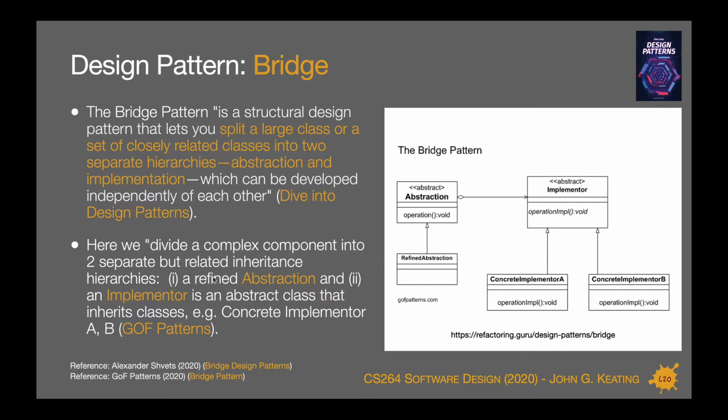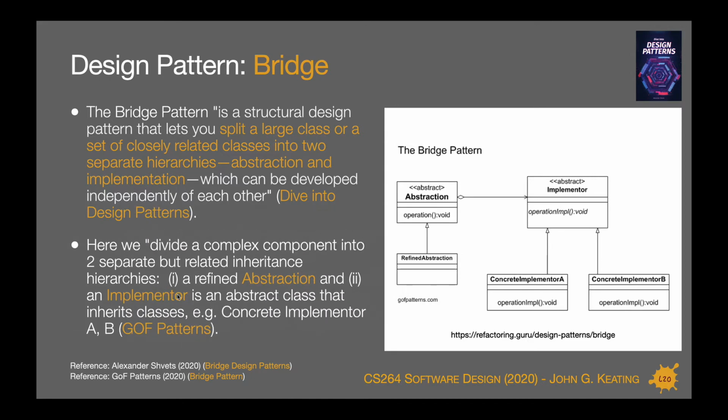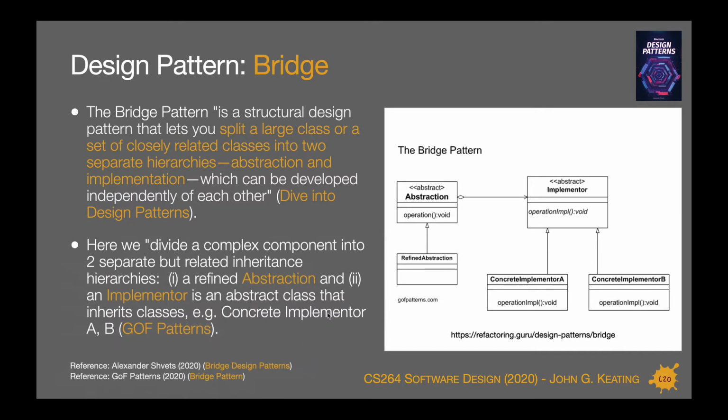The GOF patterns definition tells us that we divide a complex component into 2 separate but related inheritance hierarchies, a refined abstraction and an implementer, which is an abstract class that is inherited by classes, for example, some concrete implementer A and B. So this is from the GOF patterns reference.